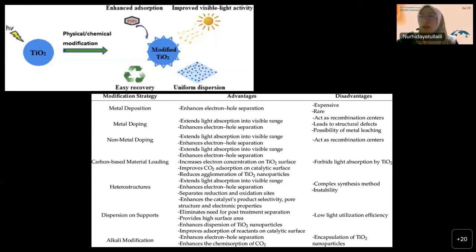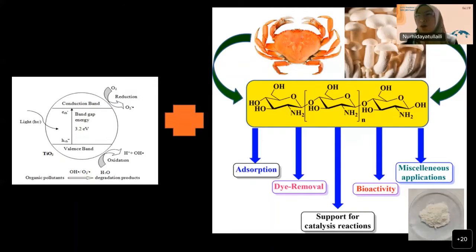Some of them can improve the light absorption of the semiconductor into the visible range. But they also have some limitations in terms of metal leaching, recombination centers, as well as separation at the end of the treatment system. So here, by taking note of all these advantages and disadvantages of these modification strategies, we can come out with a ternary system of the photocatalyst.